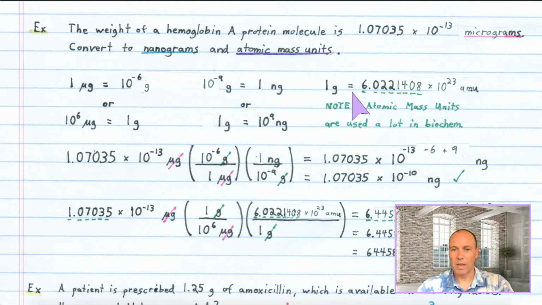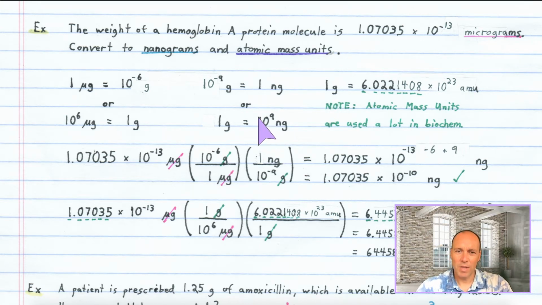This is what an atomic mass unit is. This tells you the relation between atomic mass units and grams. Now, atomic mass units are used a lot in biochemistry and chemistry, and they are very, very, very tiny amounts of mass. In fact, it takes this many of them to equal 1 gram. That's how small they are.